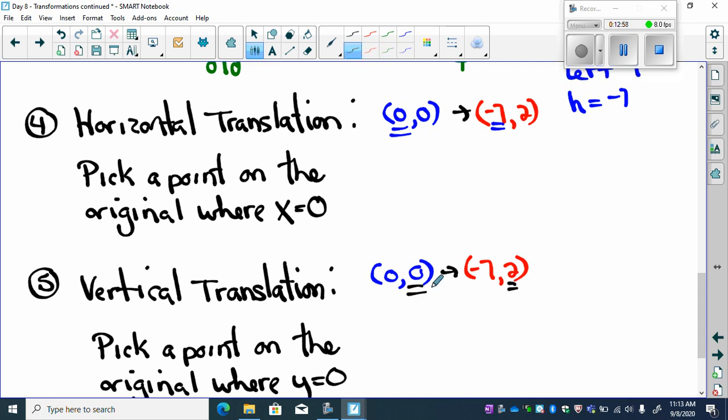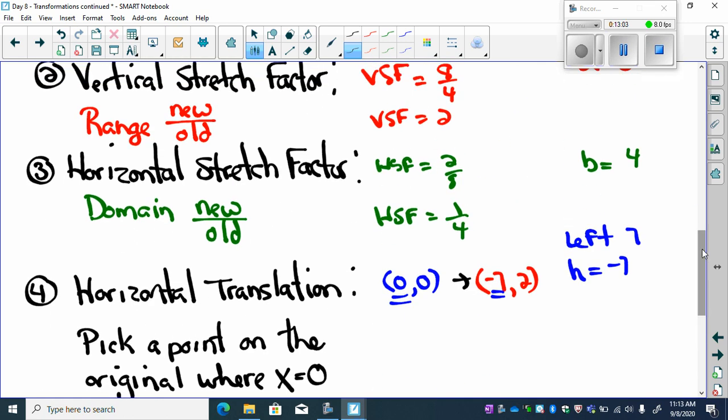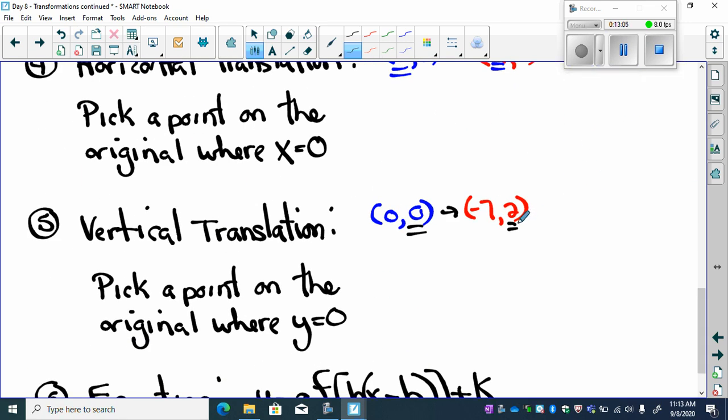Now remember, I really should multiply that by the vertical stretch factor, which is 2, and then try and figure out the vertical translation. 0 times 2 is 0, and then I would have to add 2 to this 0 to get this 2. So my k value is 2. I went up 2.